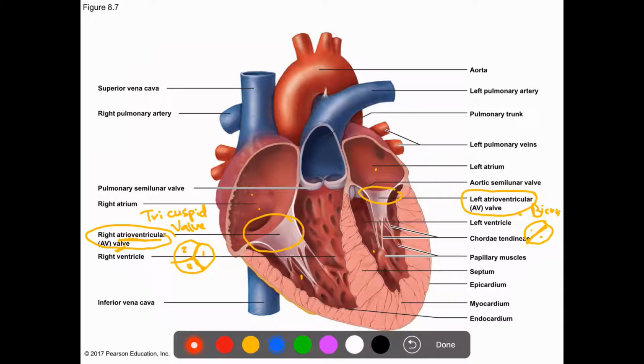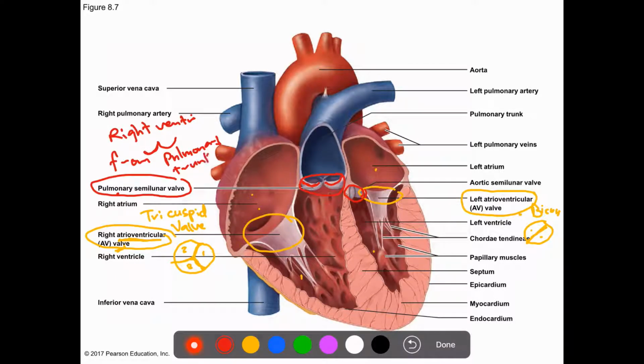The second set is something called semilunar valves. This is 1 and this is 2. Semilunar because they are like half moon, as you can see. Half moon. The first one is the pulmonary semilunar valve, which separates the right ventricle from the pulmonary artery or pulmonary trunk.